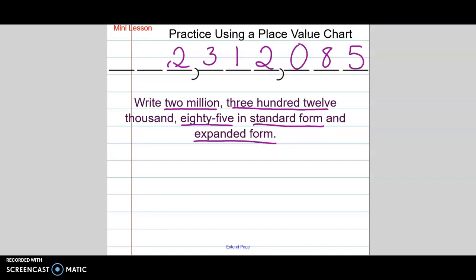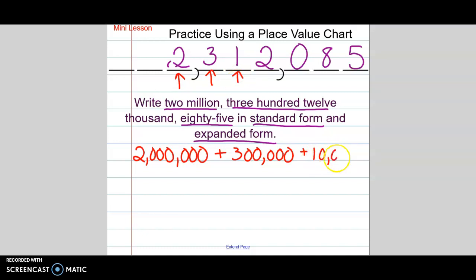So expanded form, the easier way to think of it is each piece. You're breaking it apart completely. I have 2 million. There's a 2 in the millions place. So 2 million is my first, or could be my first. It doesn't have to be. The next number I'm looking at, I know I have a 3 in my 100,000s place, so I'm going to write out 300,000. Plus my next is the 1 in the 10,000s place.